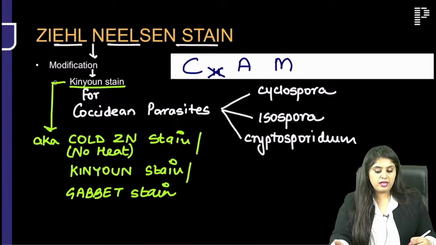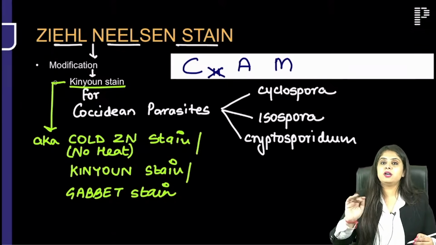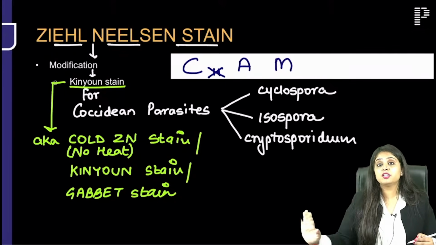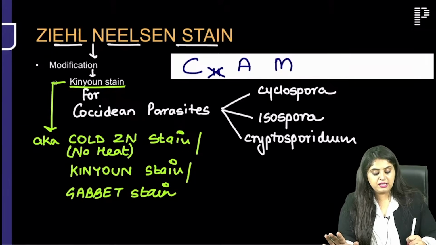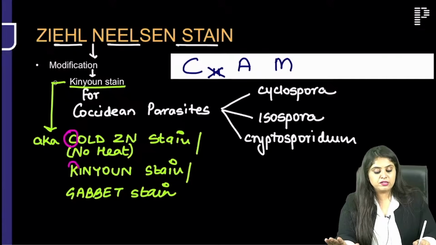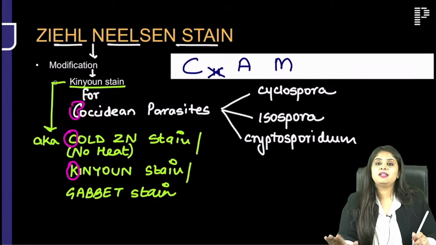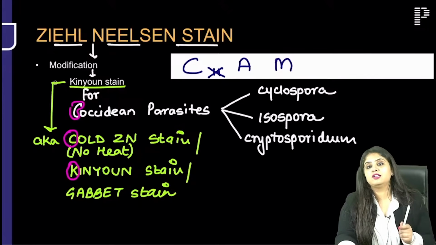Now, is there any Shah Rukh Khan fan over here? Shah Rukh Khan had that famous dialogue, and that is what we are going to do now, because we are talking about cold Zn stain, which is also known as Kinyon stain, which is done for coccidian parasites.